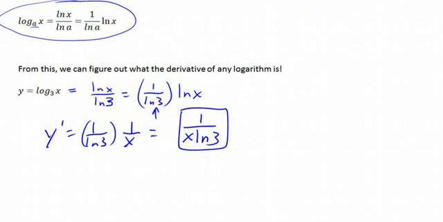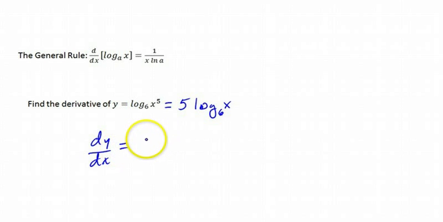Now we can generalize this rule right here, which says that the derivative of the log of x base a is equal to 1 over x natural log of a. Once you know that, then you can solve any logarithmic equation. So let's convert this using laws of logarithms to that. And that means that dy dx is equal to 5 over x natural log of 6.